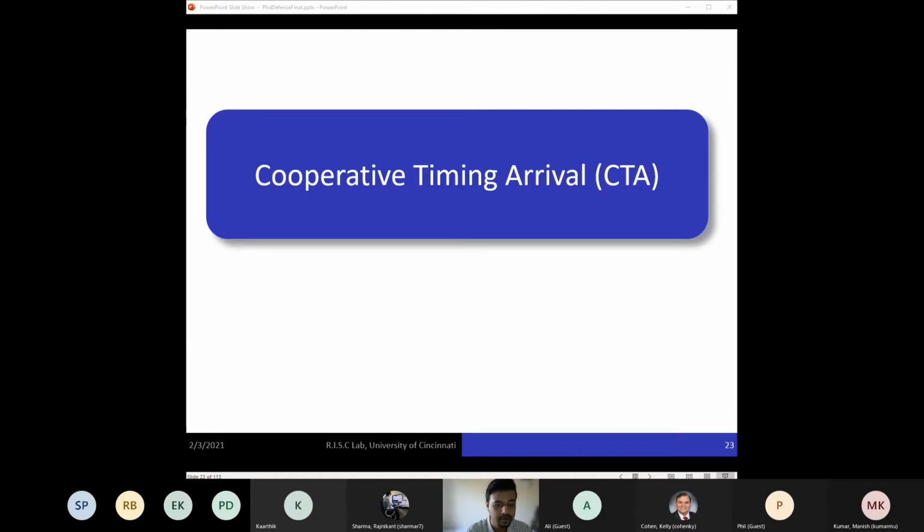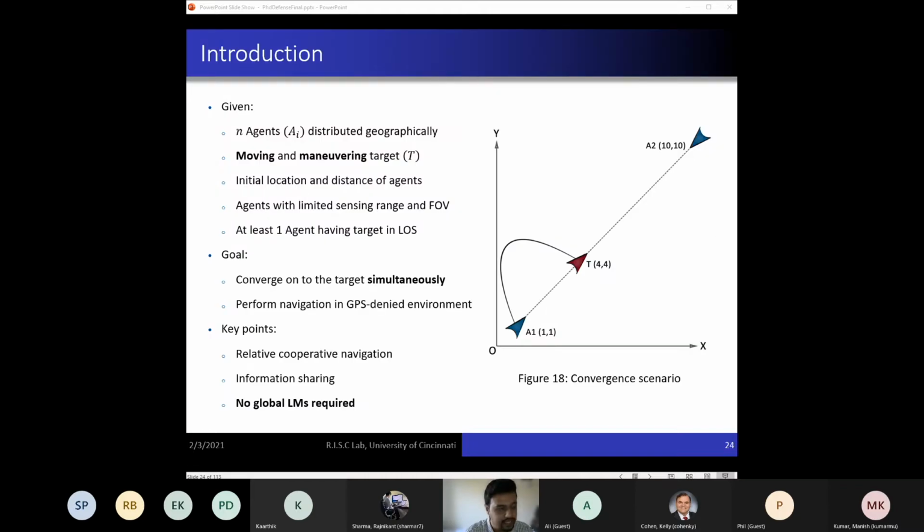We talk about the cooperative timing arrival, or simultaneous arrival, problem now. In this problem, our objective is for n agents distributed geographically to be able to converge onto a moving and maneuvering target in a GPS-denied environment at the same time using a cooperative relative localization technique. We know the initial location of the agents and how far they are from the targets. The agents have limited sensing range and field of view. At least one agent has the targets in its line of sight, and this was proved using the observability analysis. Although global landmarks may help, we did not require global features to solve this problem.